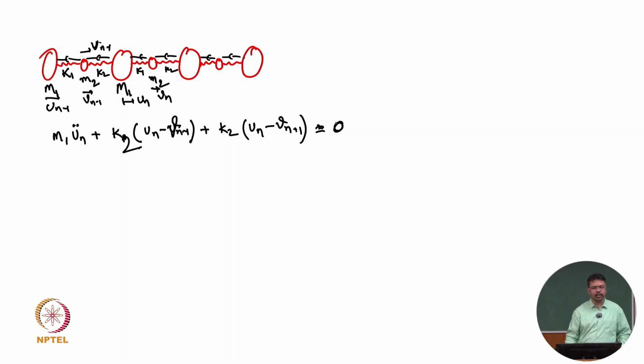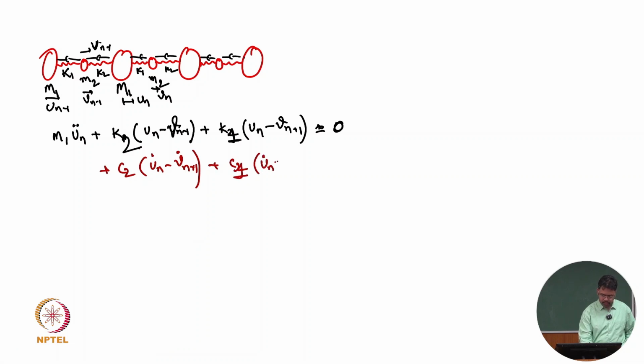So that was the case for the undamped condition. But once there is damping, we can simply say C2 (Un dot minus Vn plus 1 dot) plus, sorry, one mistake, it will be K1, it will be C1 (Un dot minus...). So that portion will be added only.